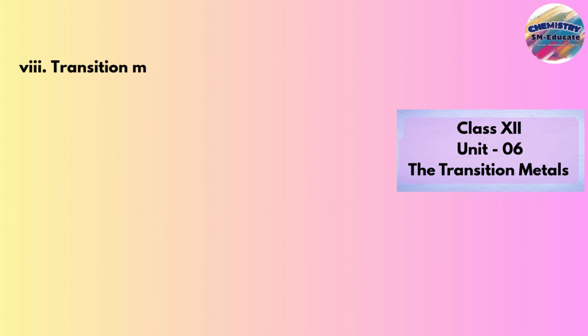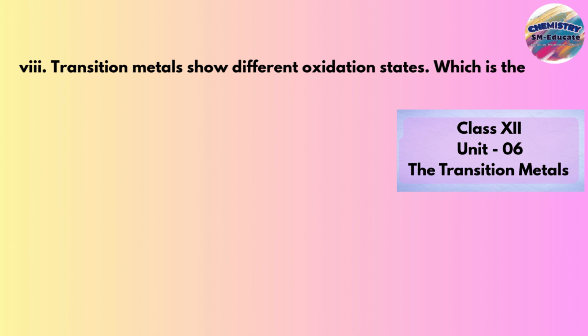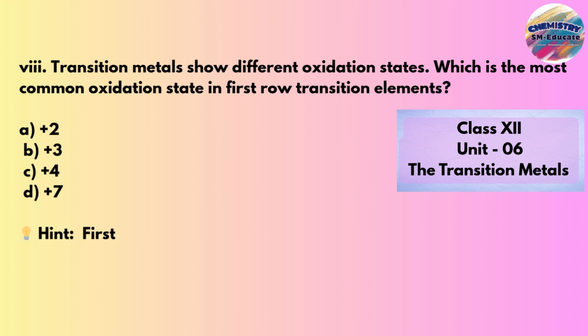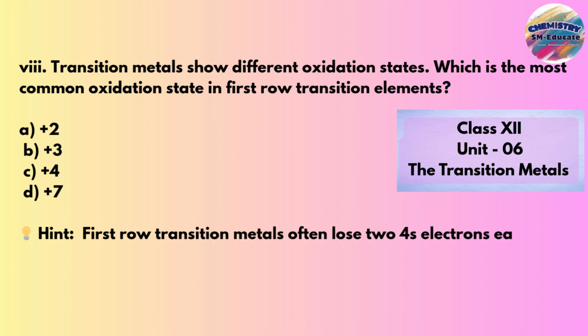8. Transition metals show different oxidation states. Which is the most common oxidation state in first row transition elements? A. +2. B. +3. C. +4. D. +7. Hint: First row transition metals often lose two 4s electrons easily. Correct answer: A, +2.